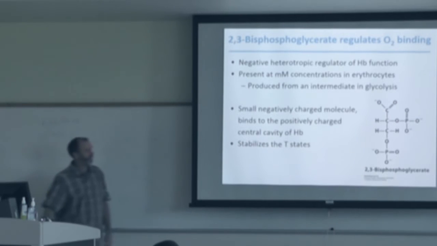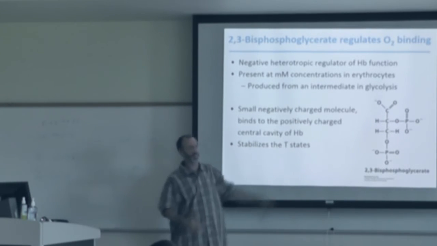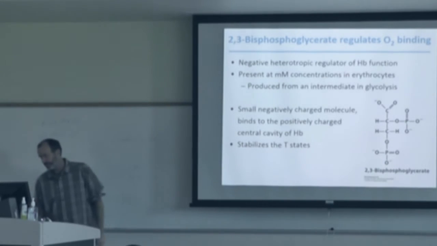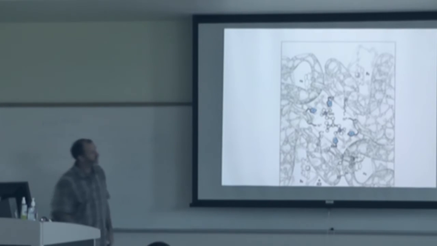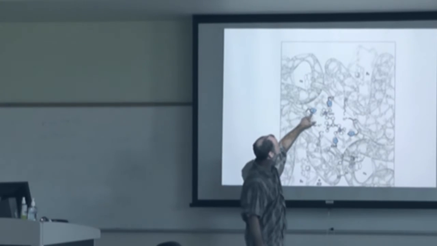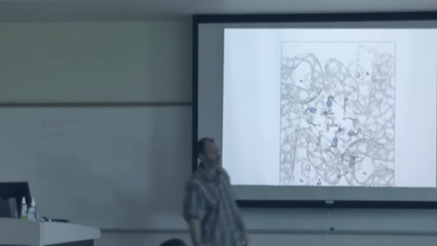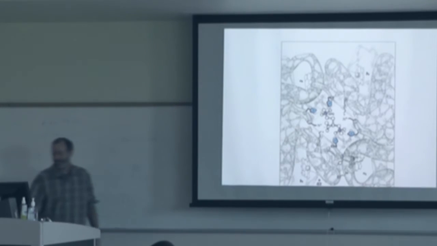Thus, the fetal hemoglobin doesn't have the T state stabilized as much. This shows you where that 2,3-bisphosphoglycerate binds, at that center pocket, stabilized by these imidazole groups on the histidine, right?